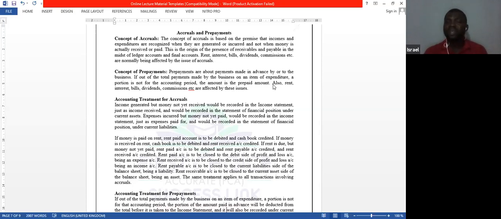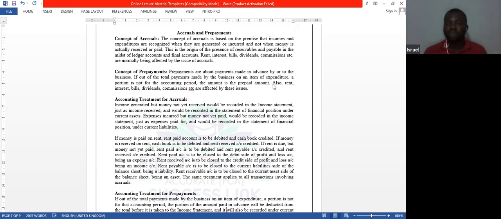Interest as well is accrued. It means that you have enjoyed the resources, the value, but you have not paid for it. It has accrued. You gather it, you accrue it over time, subject to payment. That's accrual basis. That's what we call the concept of accrual.